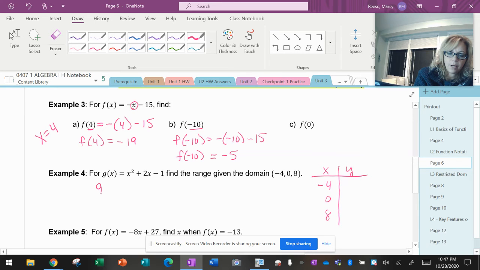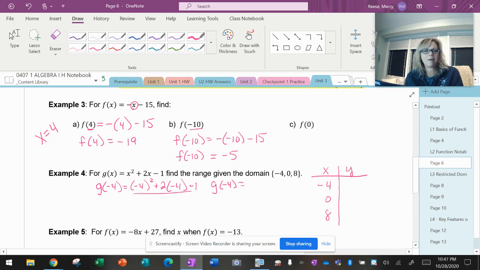And I'm going to say, okay, well, I'm going to come over here to the function. And I'm going to replace all x's with negative 4 to start with. And I've got g of negative 4, and I'm going to do all the math over here, right? Just pop in your calculator. The only part you're going to put in your calculator is the right-hand side of the equal sign, right? So you're not going to put in g of negative 4 in your calculator. Just put in parentheses negative 4 squared plus 2 parentheses negative 4 minus 1. You're going to pop all that in, and you're going to get 7.